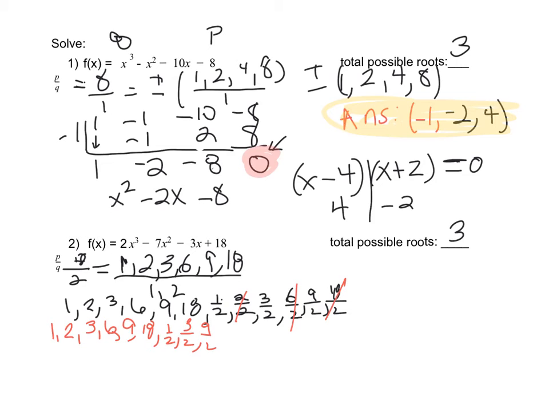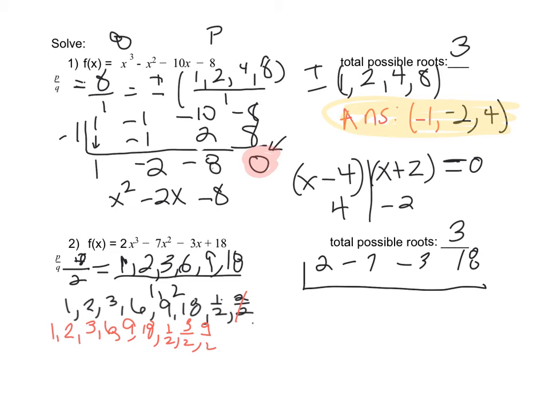Okay, and I'm going to do synthetic division. Kind of running out of space, so I'm going to erase a little bit here and use this spot. Okay, I'm going to just erase that because we already wrote these down. Okay, so I'm going to need that space. So synthetic division. Okay, I'm going to do 2, -7, -3, 18. I didn't need a placeholder. Let's try 1.